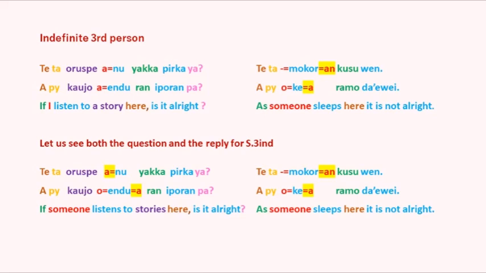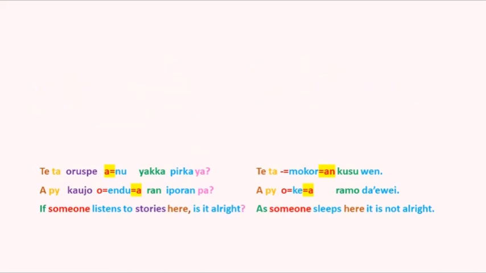In Guarani, endo is the third person. A at the end indicates indefinite third person. In Guarani, it's always shown in this manner. So, tetorus piano yakapir kaya, apukaujo enduara niponapa. If someone listens to stories here, is it alright?